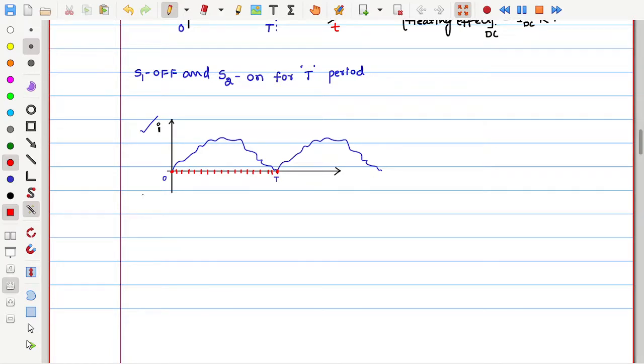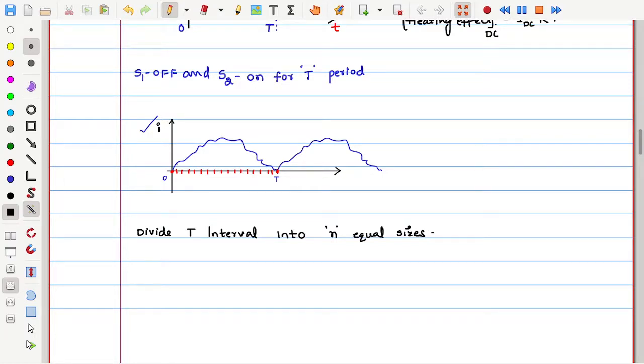Then just let me write that statement also: divide the T interval into n equal steps or sizes, equal sizes.